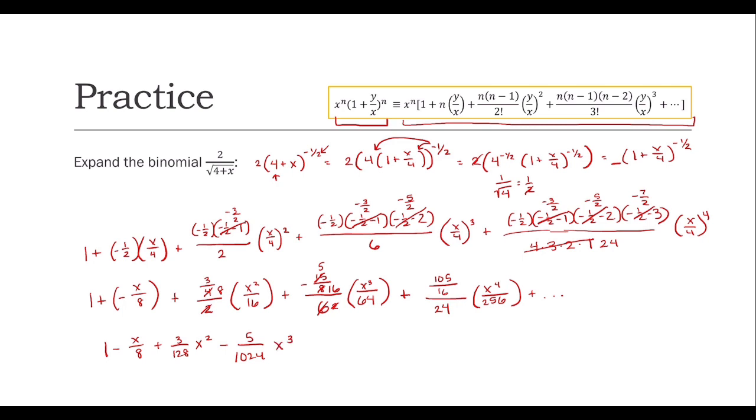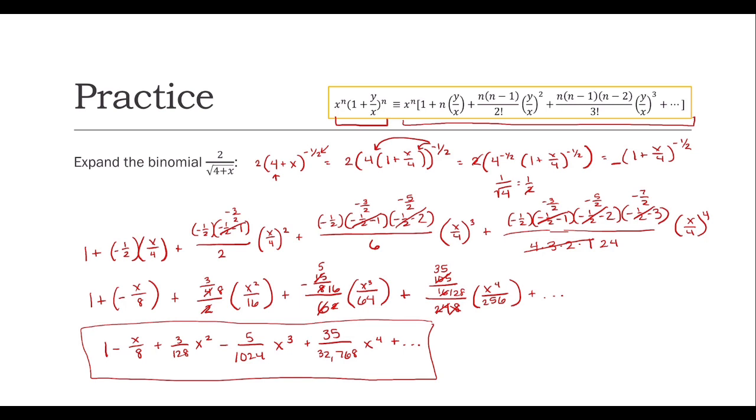And then this x to the fourth term, we'll divide both of these by 3. So we'll get 8 and 35. 16 times 8 is 128. And then our x to the fourth term will become a plus 35 over 32,768 x to the fourth. And then you would add however many terms that the problem asks for, or until it looks like it's approaching a certain number. So this would be the expanded form of the binomial 2 over the square root of 4 plus x.